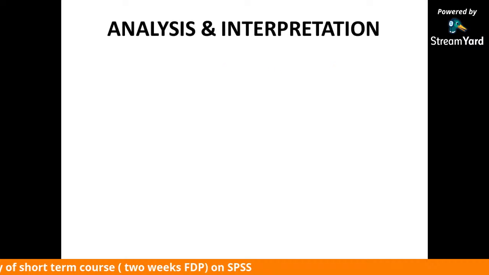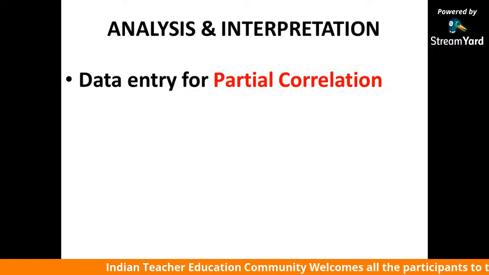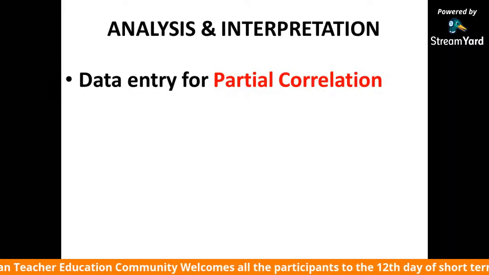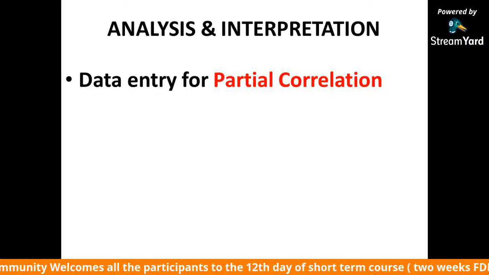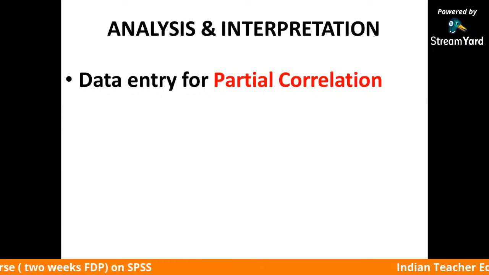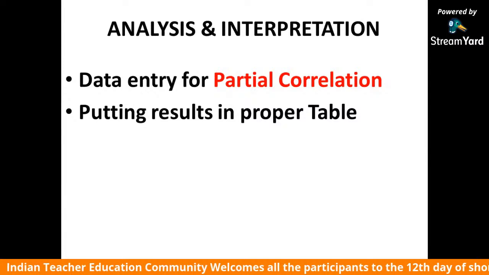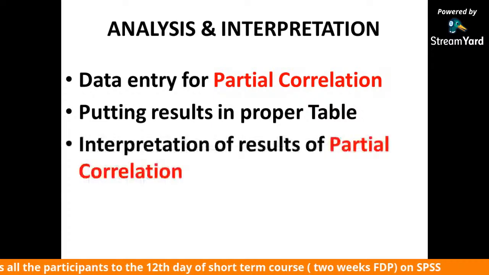And now the analysis and interpretation. I will take the data, and this data I have to enter for the partial correlation. So I know how many minimum variables' data I must enter, and whether those variables are continuous or discrete. So I know that. And then I will put the data in the proper table. After data means the results. I will put the results in the proper table and then I will interpret it.